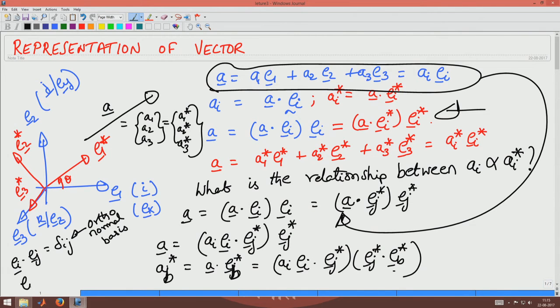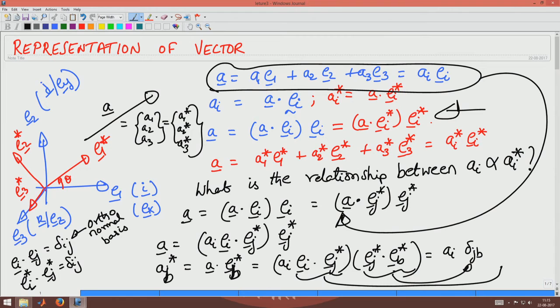Similarly, I have Ei star dotted with Ej star is delta ij. So from that I get that this is Ai delta jb, which becomes delta jb, and this I write as Qij. It is easy to see that Ei dotted with Ej star is not delta ij because they are not orthogonal.